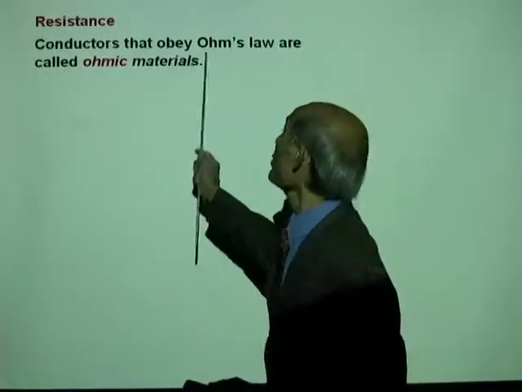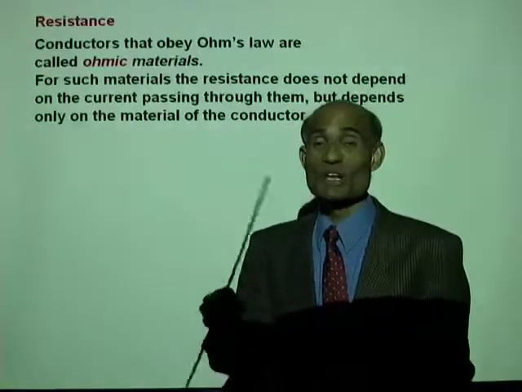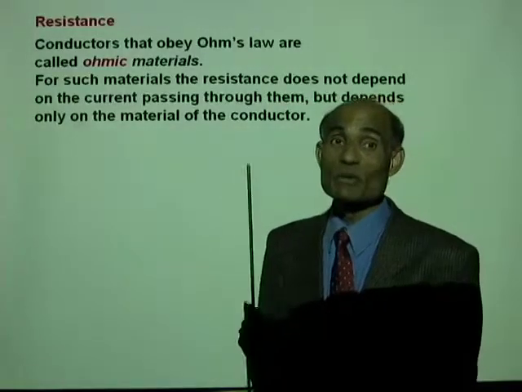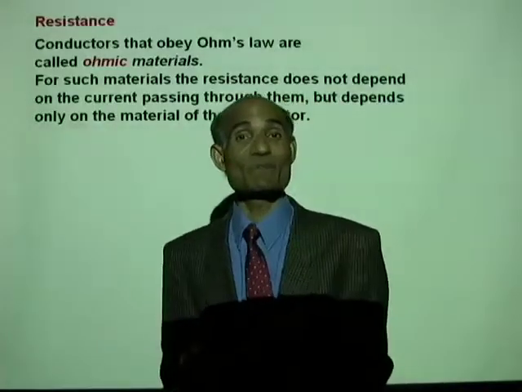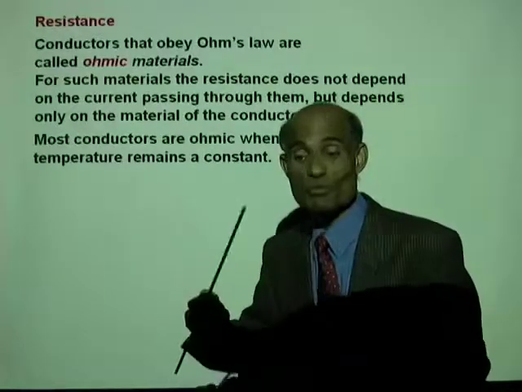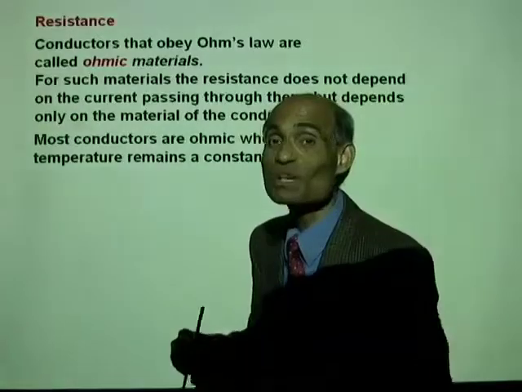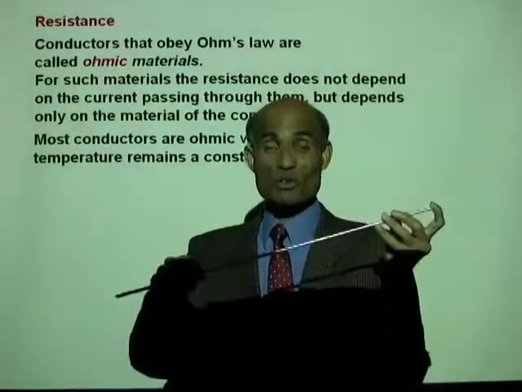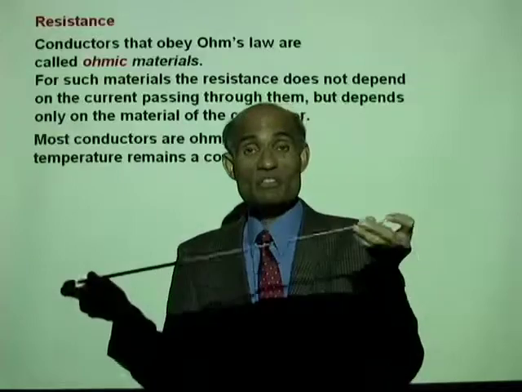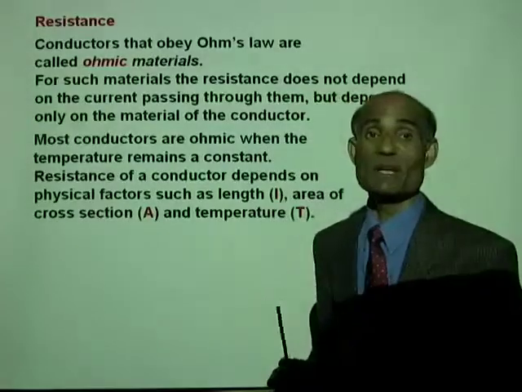Conductors that obey Ohm's law are called ohmic materials. For such materials, the resistance does not depend on the current passing through them, but depends only on the material of the conductor. Most conductors are ohmic when the temperature remains constant. That means when the temperature changes, the resistance will change. So one factor that is going to make a difference in the resistance is the temperature. The other factors are the physical factors of the conductor, which we will talk about in a minute.